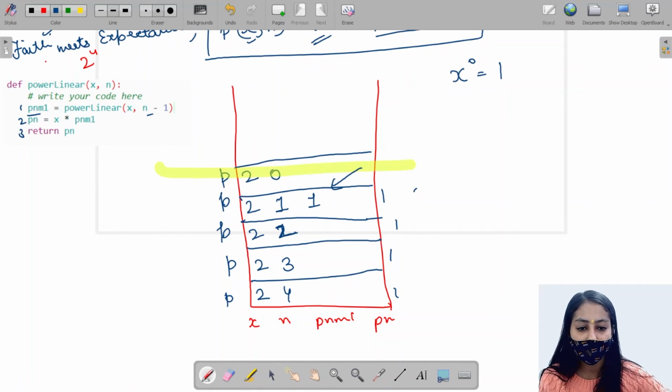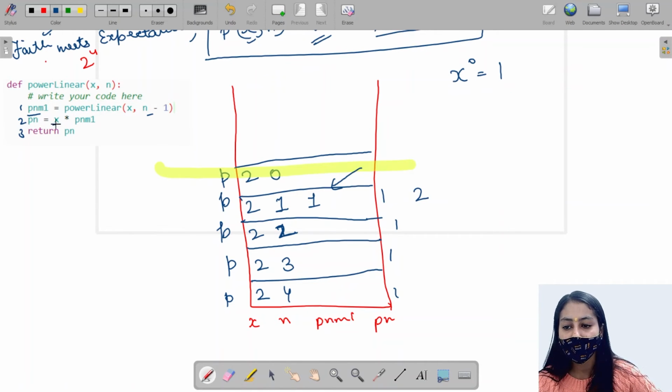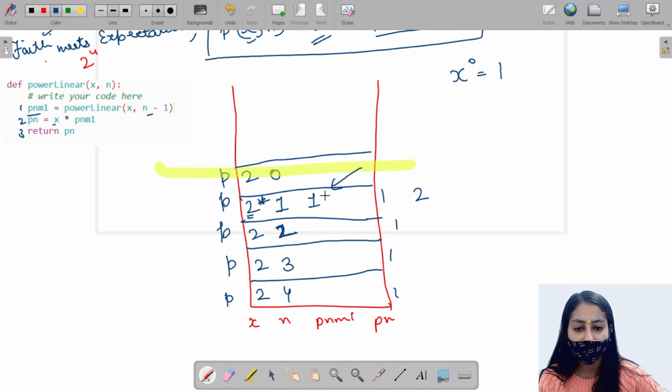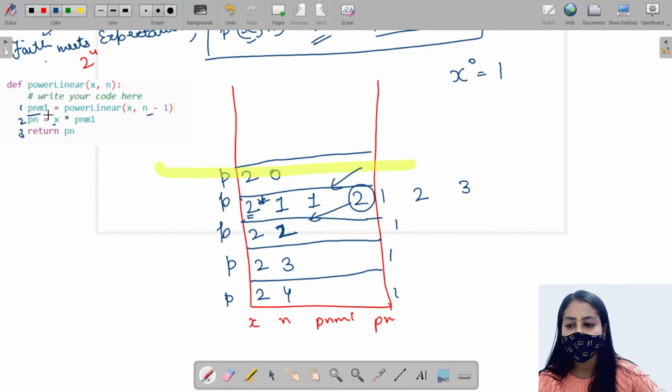Now line number 2 is executed. In line number 2, we'll store x. X is what? 2 into power of n minus 1. Power of n minus 1 is what? 1. So 2 into 1, 2 is stored in p of n. Now line number 3 is executed, p of n, that is 2, is returned to the lower level, right? So in the lower level, 2 is stored in power of n minus 1, right? So 2 is stored here.